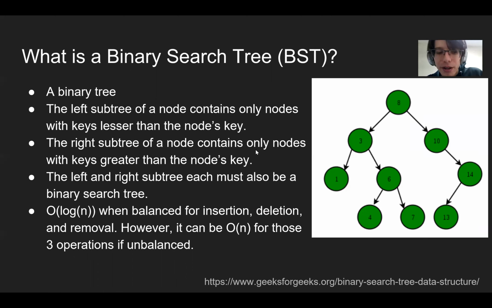But yeah, it's O(n) if it's unbalanced, of course, because in the worst case it could just be like a linked list, right? In which everything you insert is larger. So if it's not balanced, then you could end up with a linked list. And of course, finding something in a linked list, removing from the linked list, or inserting into the linked list, it's all O(n). Okay.